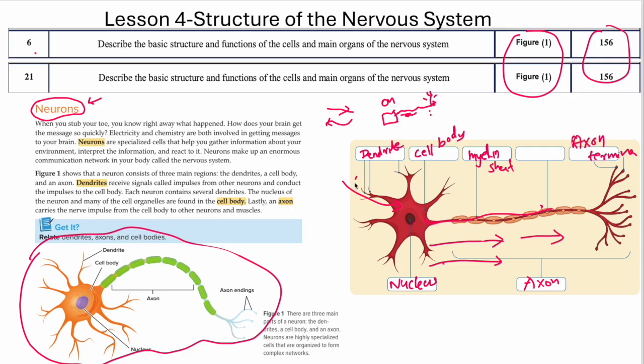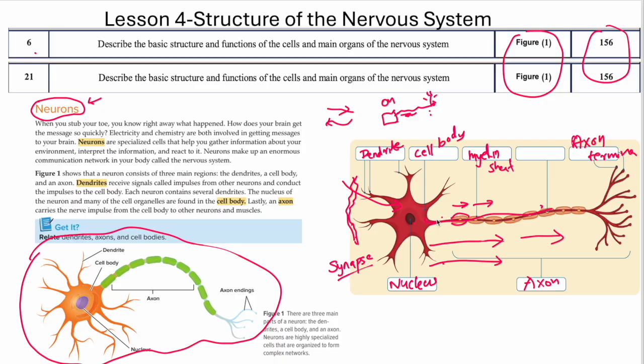And there is a small space between two adjacent neurons, and this is called the synapse. These neurons will not be touching each other. There will always be a space between the neurons. It is called the synapse. And the function of the myelin sheath is to increase the speed of the nerve impulse.